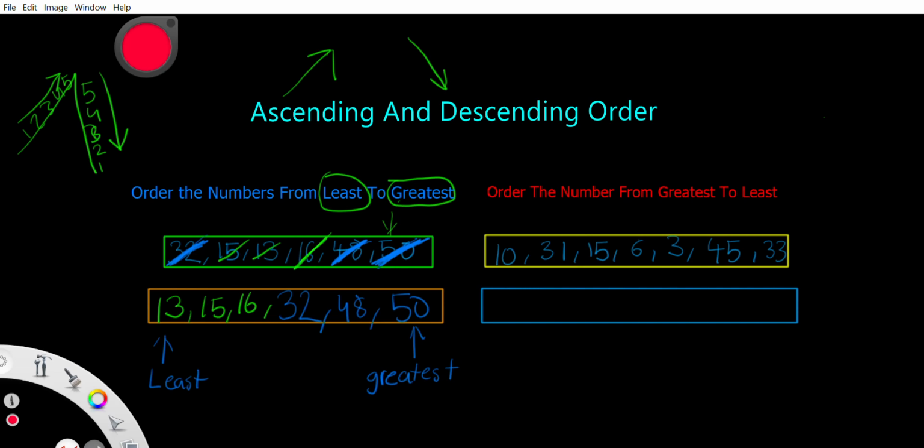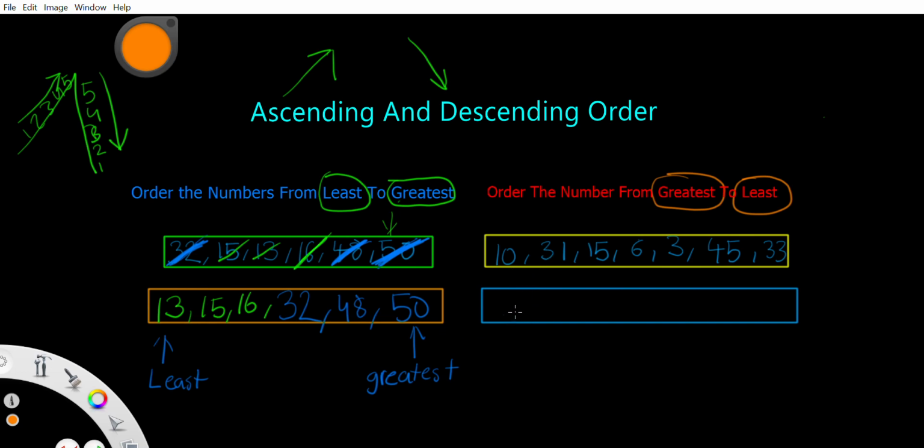So here it says order. It's always important to read the directions. Here it says order the numbers from greatest to least. Let's circle that because that's pretty important. So it wants us to go from big to small. It's going to be the exact opposite of this.